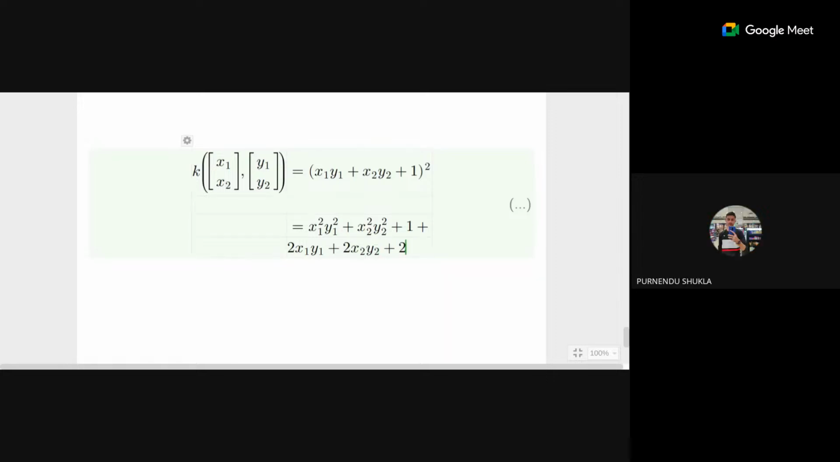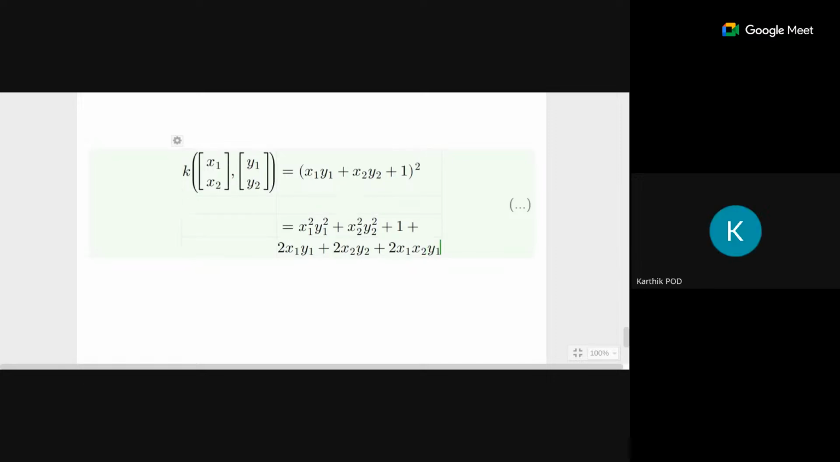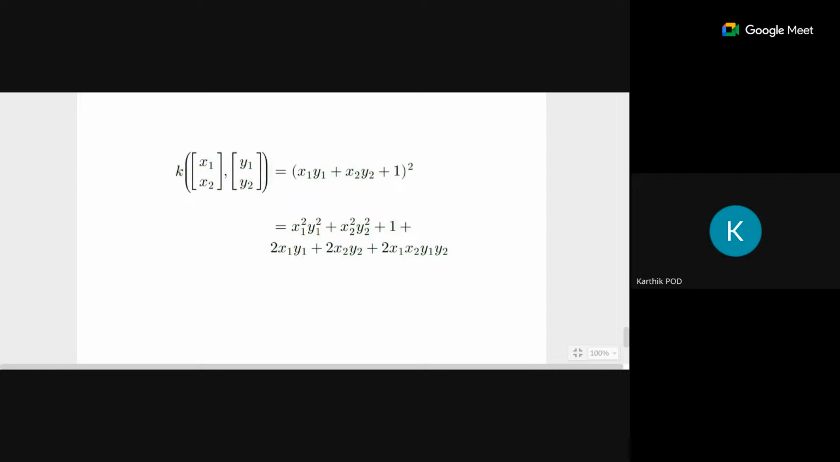Sir, can I share my screen? I just want to understand this. I understood this thing, but sir actually did something which I want to show you. Is it the same thing that you are saying? Yeah, it's the same thing. I'll come to that.